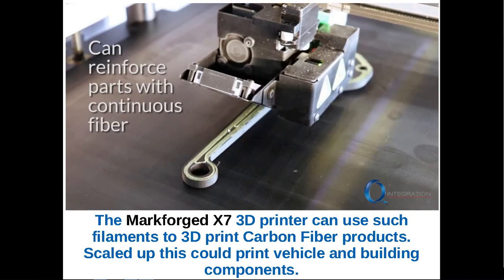Now, this is just a little screenshot of the Mark IV X7 3D printer, which is capable of printing carbon fiber products. So the continuous filament can actually be turned directly into carbon fiber this way and just assembled.